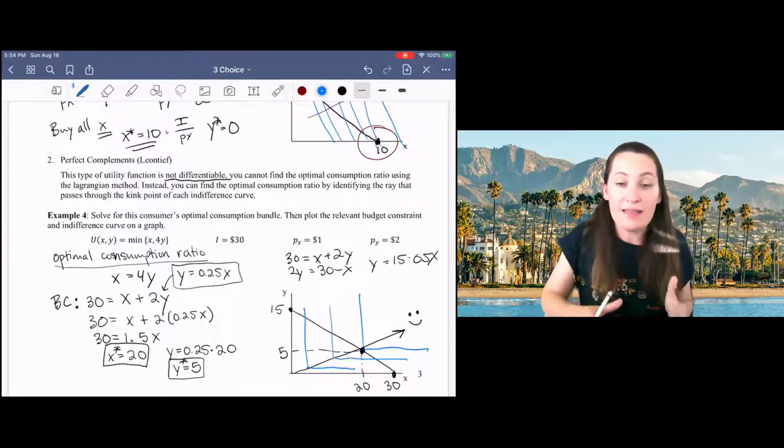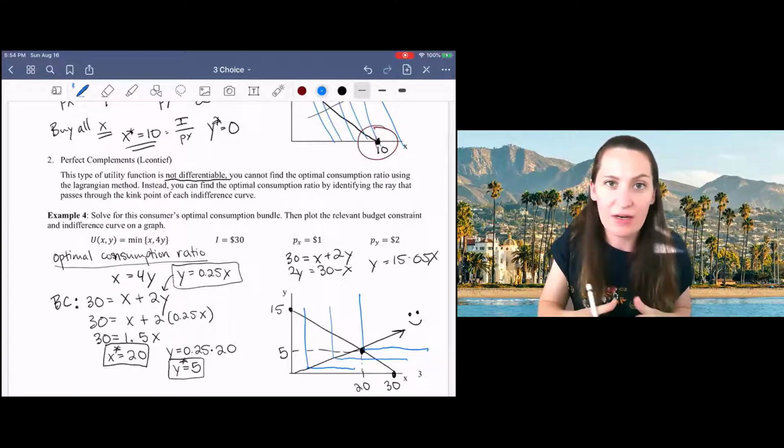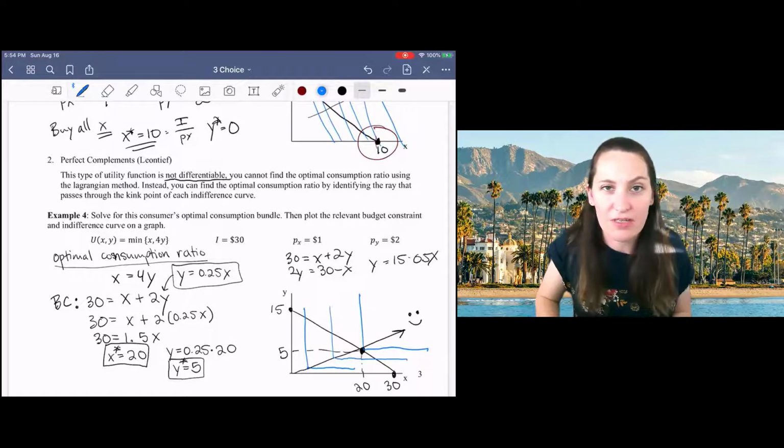Good. So in this case, we didn't need to take any derivatives. We simply set the terms in the minimum function equal to each other, and then combine that with the budget constraint to solve for your optimal consumption bundle.